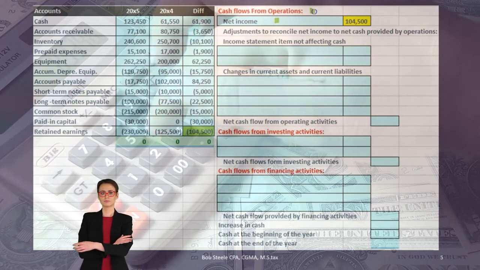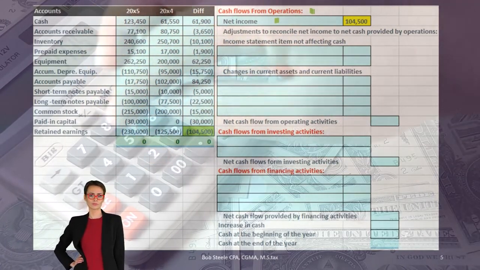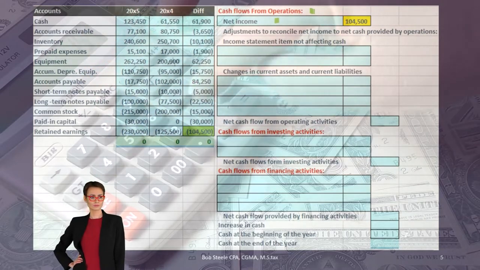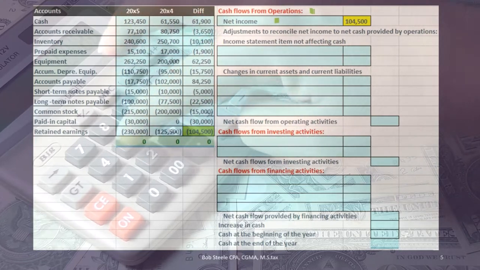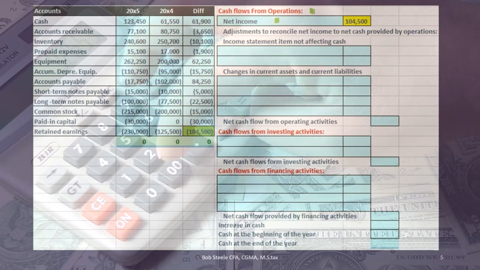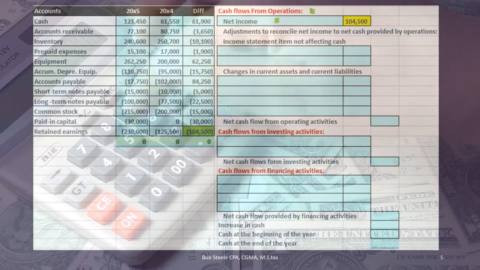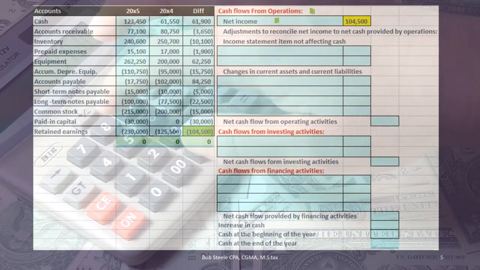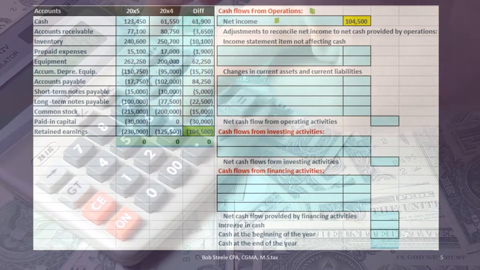Now, this has to do with the difference. I want to talk briefly about the difference between the direct method and the indirect method. The cash flows from operations is basically just taking the income statement and converting it from an accrual basis to a cash basis. If I was going to ask someone, could you convert the income statement from an accrual basis to a cash basis? What they would probably do is say, well, yeah, we would try to figure out what income or revenue is on a cash basis.